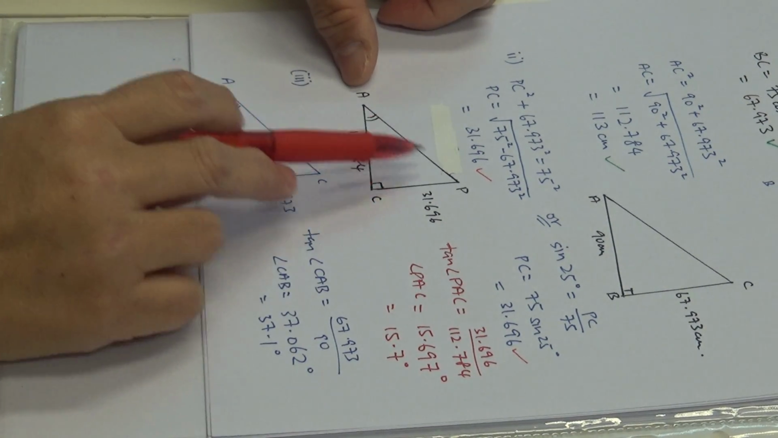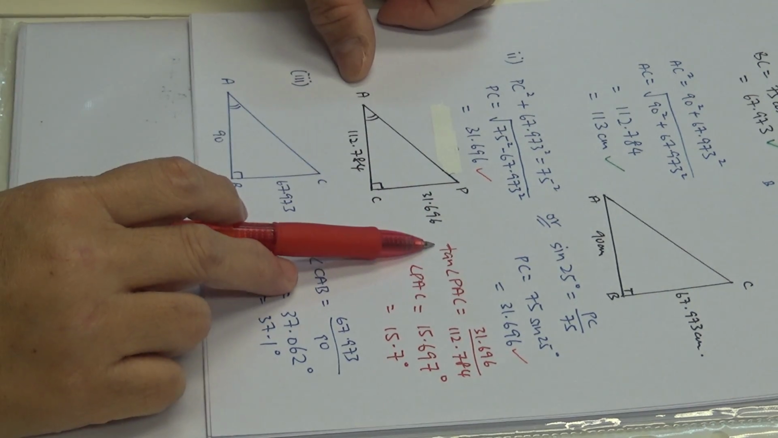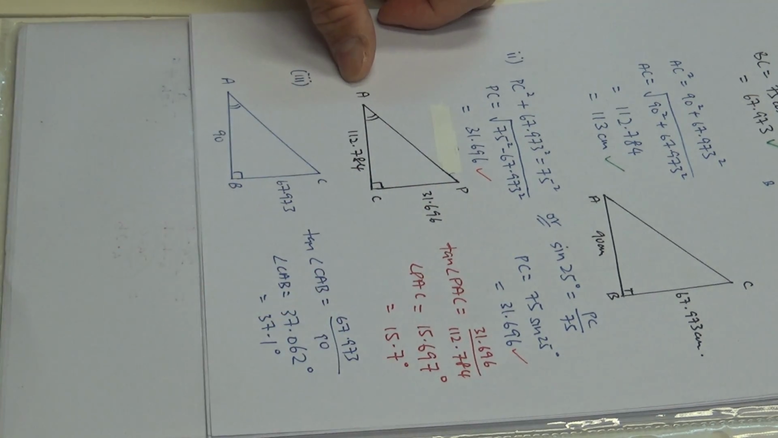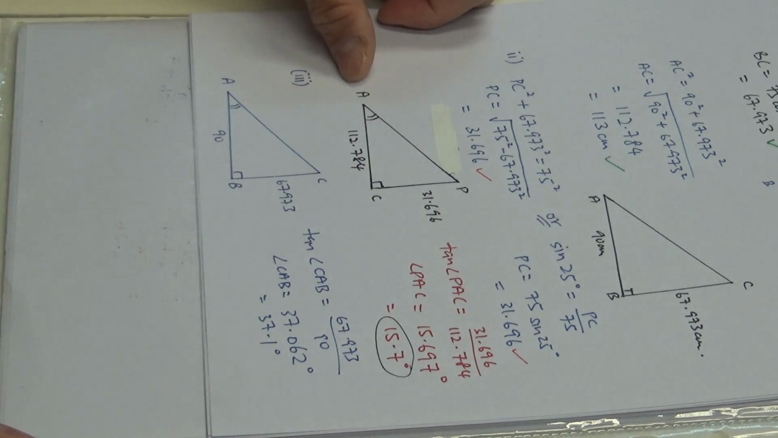So in order to find angle PAC, I just need to take tangent, and I can get the angle as 15.7 degrees. Okay, 15.7 degrees. Now for part 3, angle CAB.